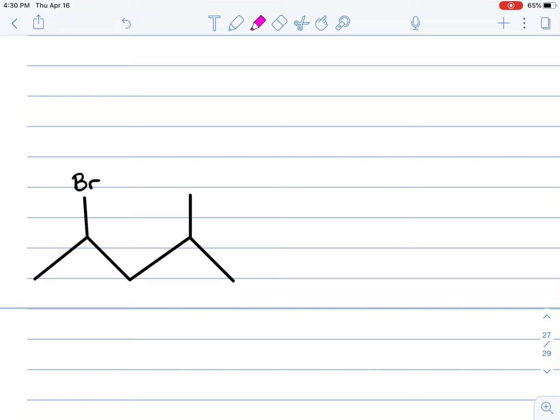The first step is to identify the longest chain, which is going to be your parent chain. So it's going to be 1, 2, 3, 4. Here I have a branching point. I can go up, that's 5. If I go down, that's 5. So it doesn't really matter. 5 is going to be my longest carbon chain. Since I have 5 carbons, this is going to be pentane. That's the name of my parent chain.